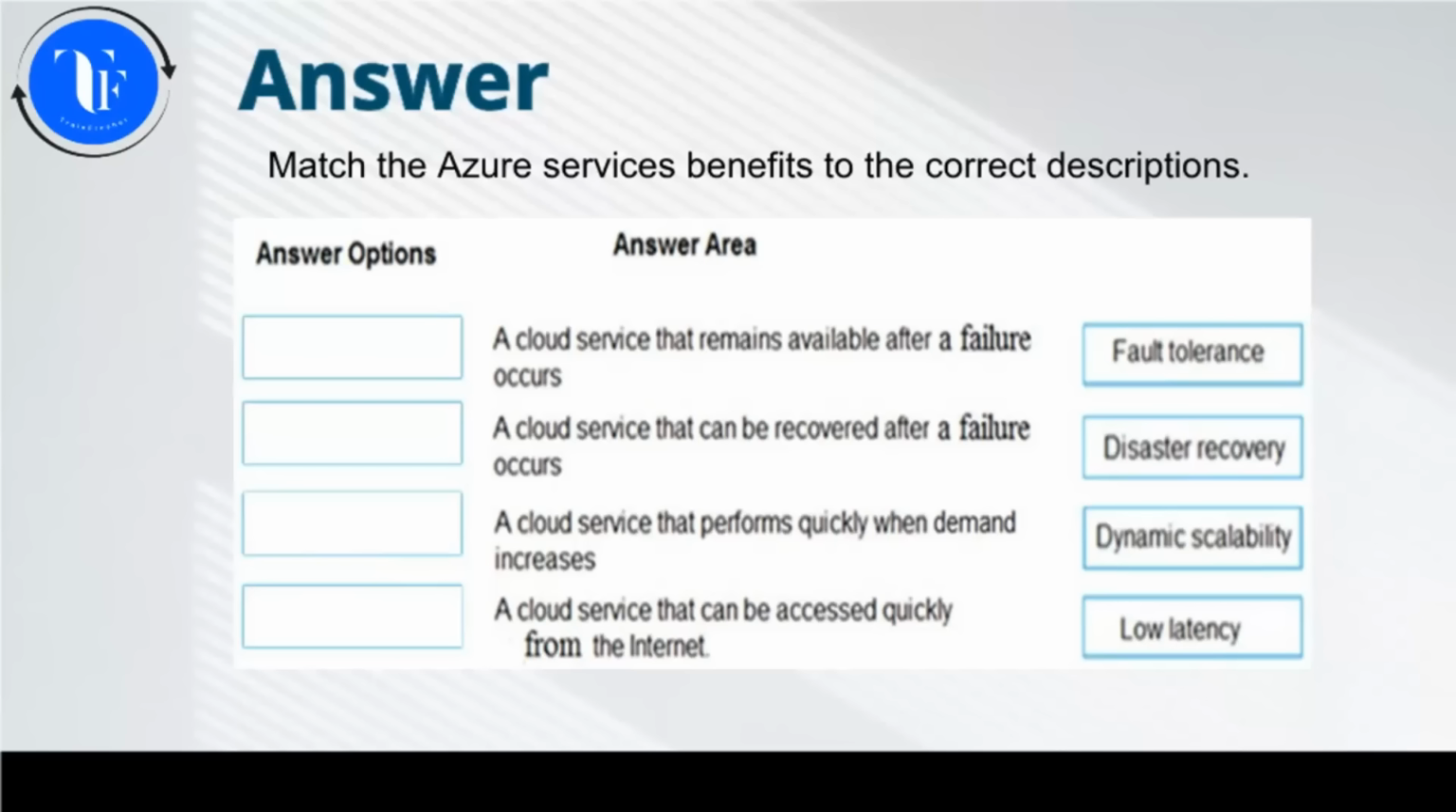Dynamic scalability is a cloud service that performs quickly when demand increases. For example, in a virtual machine scale set, additional instances of the virtual machine are added when the existing virtual machines are under heavy load. Low latency is a cloud service that can be accessed quickly from the internet. For example, the time it takes for a web page to be returned from a web server. Low latency means low response time, which means a quicker response.